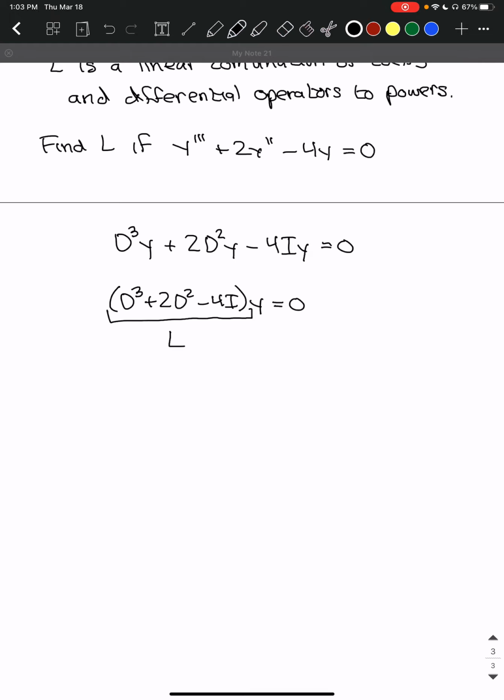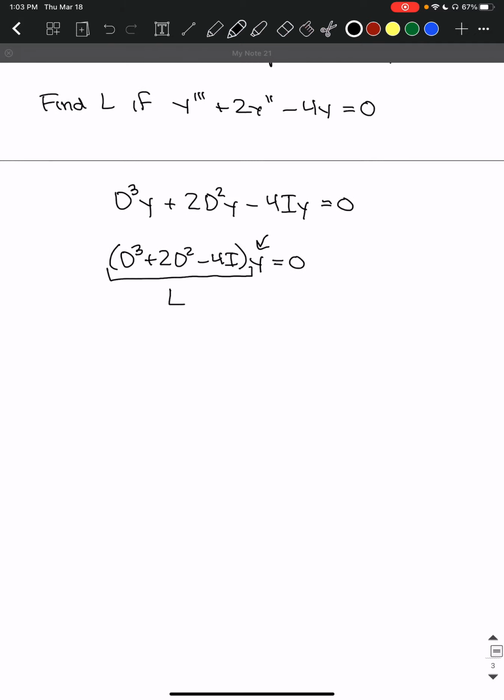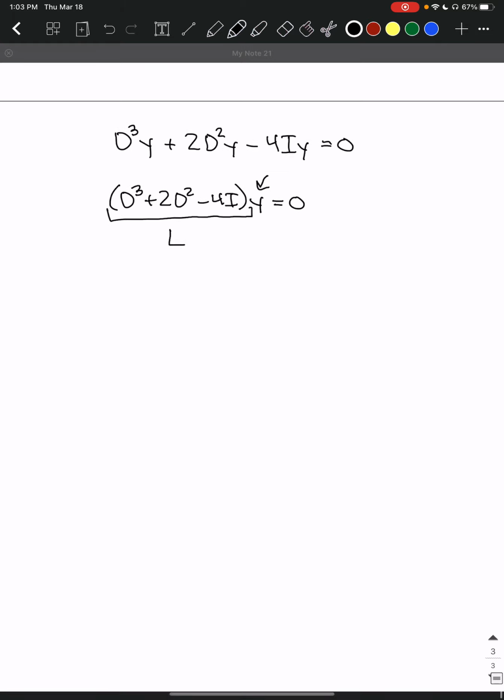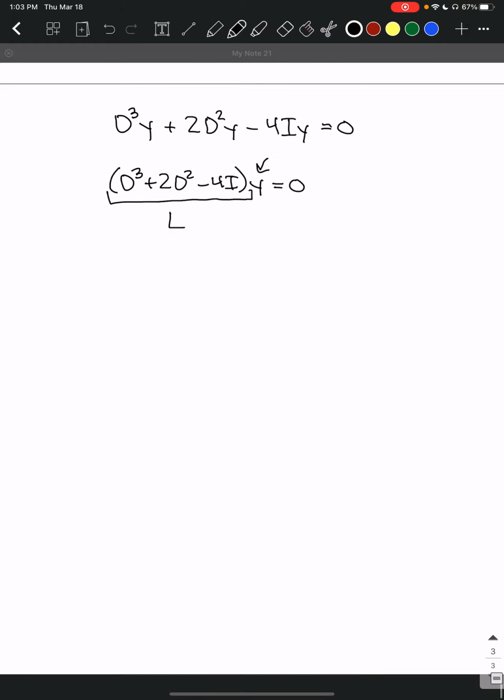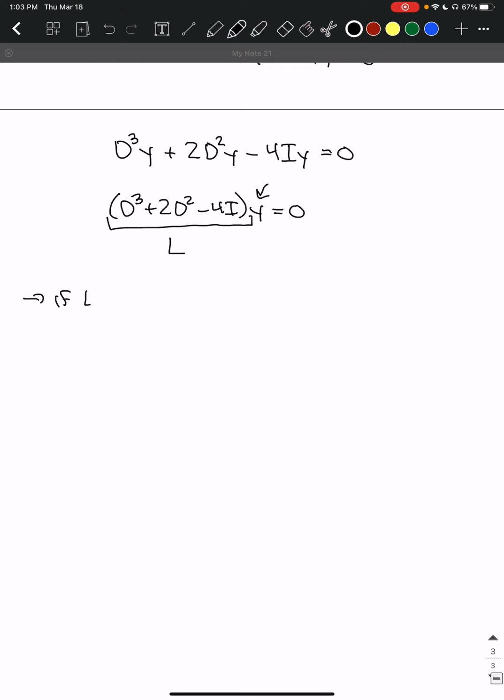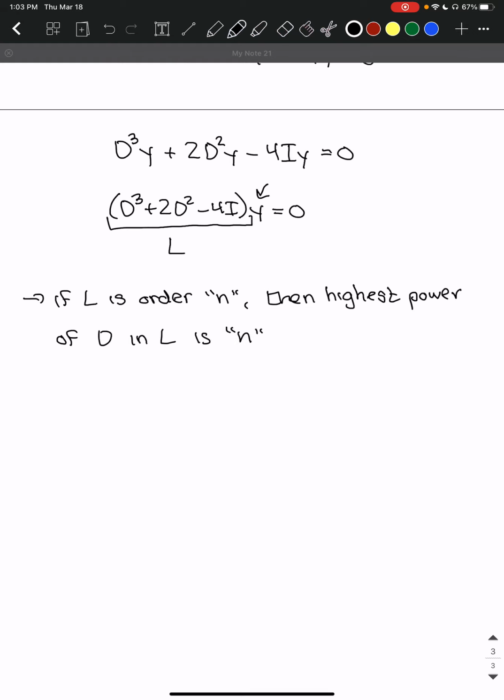Okay, so it operates on my function, so I can pull it all the way out to the front, and it's linear, so everything works out well. Great. There's some other stuff about L in the notes. One I want to highlight is that if L is order n, so we call it an nth order linear operator, then the highest power of D in L is n. Okay, so this is no different than an nth order polynomial. If we have a fifth order polynomial, we know the highest power can be 5, right?